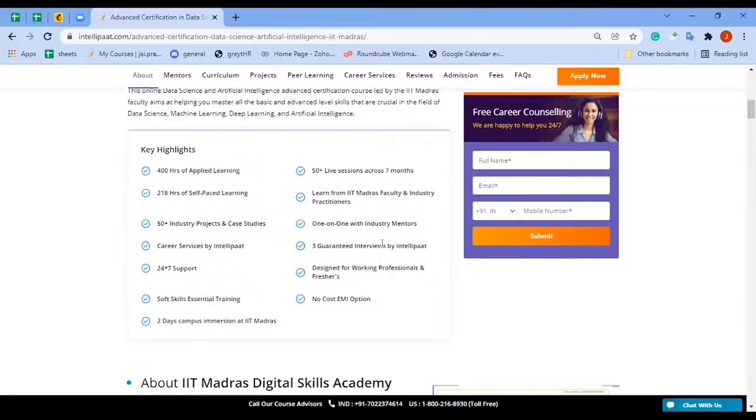You're getting a total of 50 plus industry projects and case studies. Firstly, we will make sure that these projects are from different domains like banking, retail, e-commerce, finance, FMCG, etc. Why? Because the role of a data scientist or a data analyst is not restricted just to an IT company. Tomorrow you might get placed in an international bank like JP Morgan as a data scientist. So we'll give you projects from different industries so that you understand the technology implementation in various industries, not just one.